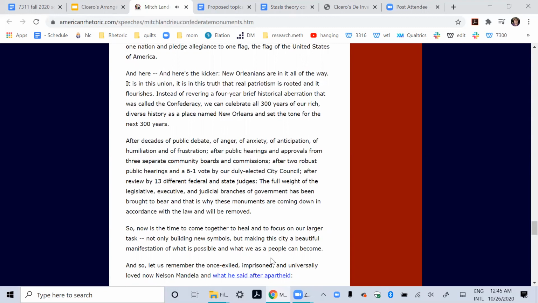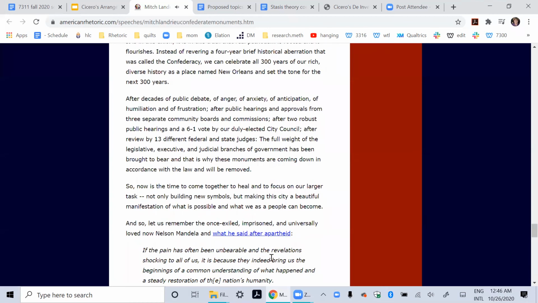After decades of public debate, of anger, of anxiety, of anticipation, of humiliation, and of frustration, after public hearings and approvals from 3 separate community boards and commissions, after 2 robust public hearings and a 6-1 vote by our duly elected city council, after review by 13 different federal and state judges, the full weight of the legislative, executive, and judicial branches of government has been brought to bear, and that is why these monuments are coming down in accordance with the law and will be removed.